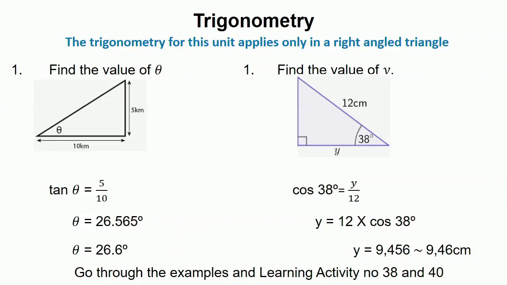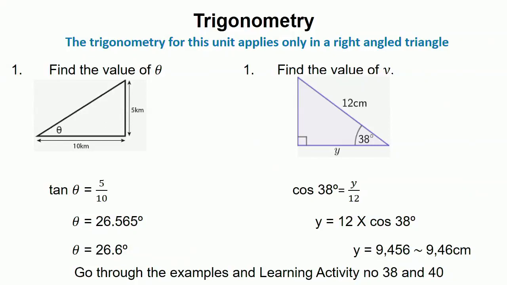Now, which side did I give you? The opposite side. Okay, I mean the hypotenuse side. I gave you hypotenuse. The y, if I sit at the 38, the y is the adjacent. So adjacent on hypotenuse. That's cos. So I write down cos of the angle. In this case, I have the angle. Cos of the angle equals y on 12, adjacent on hypotenuse.